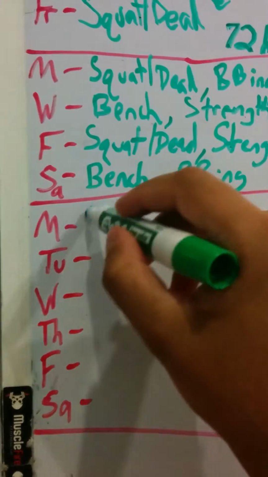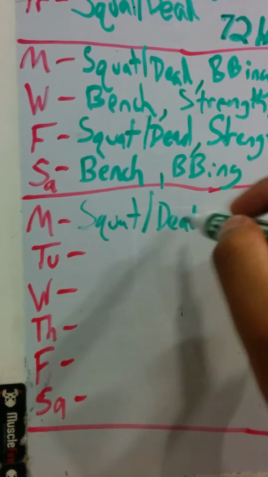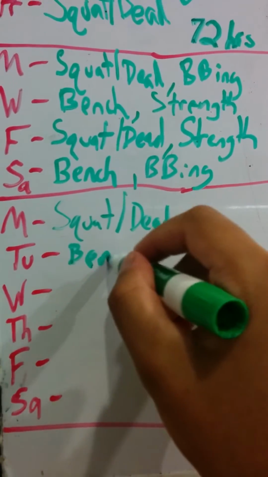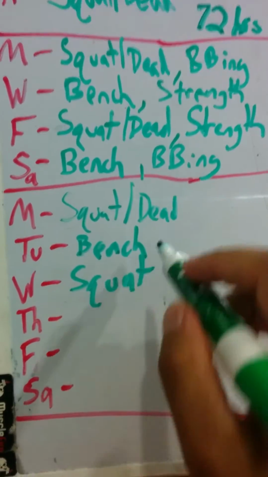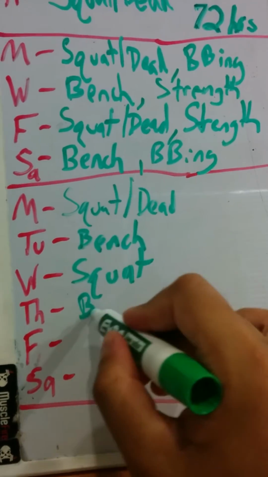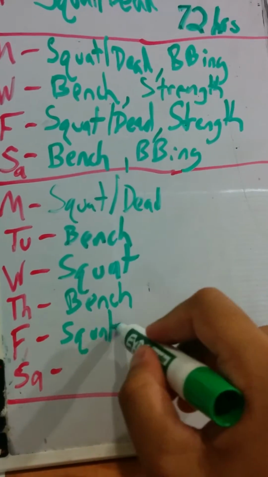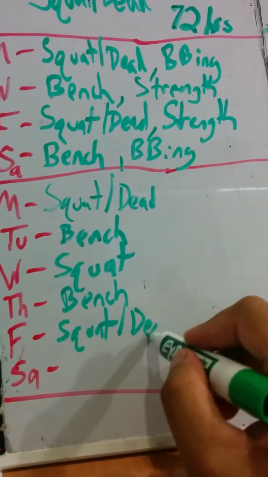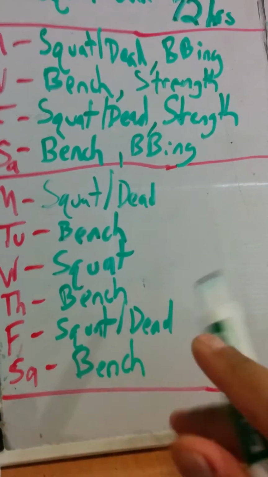So let's write this out. We're going to do our squat and our dead here. We're going to do our bench here. We'll do only squat in the middle, since we said we're only going to do 2 times on the deadlift, but 3 times on the squat and bench. So then we'll put a bench in here. And then we'll do another squat and dead here. And then we'll finish off with a bench here.